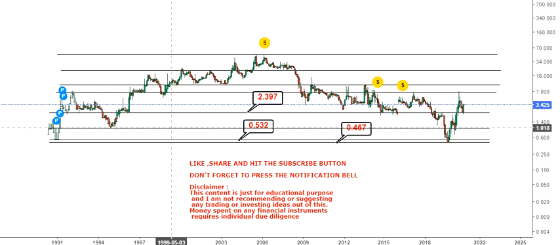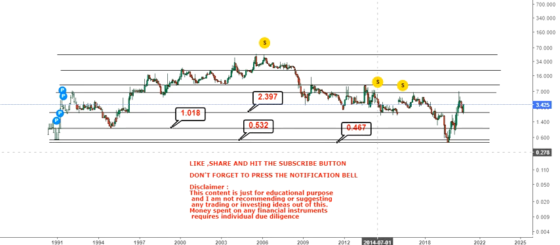And if 2.3 gets broken, then you will have your next support at 1.01, then you will have 0.53 and 0.67. So these are the levels which you need to look at on the downside, and one must not become very bearish after 4.46. Okay, so this is the range inside which the stock is trading.